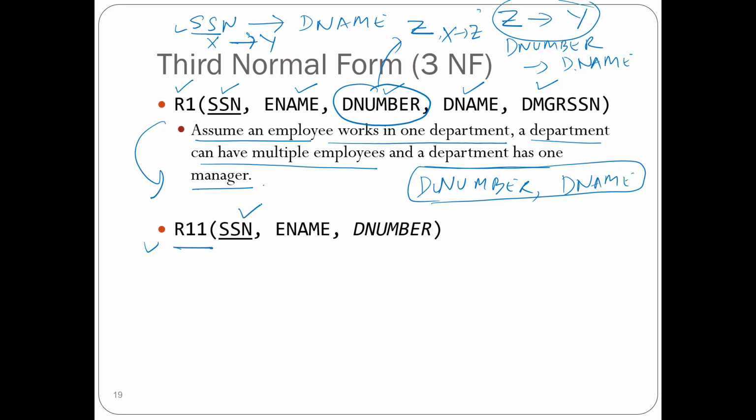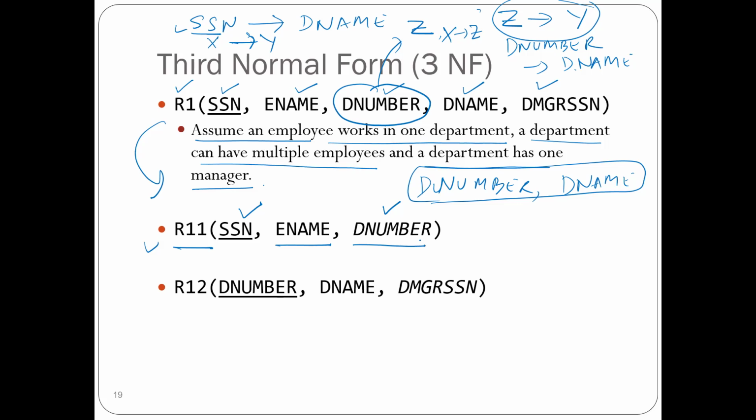keep the SSN of the employee, the name of the employee, and the number of the department where the employee is working. Good. And in the second table, which we are calling R12, you'll keep the D number, right? D name, D number is working as our Z to Y, you'll keep, and the manager's SSN, department manager's SSN, right? And in this decomposition, what will happen, the social security number SSN will be the primary key of the first relation R11, and D number will become the primary key of the second relation R12.